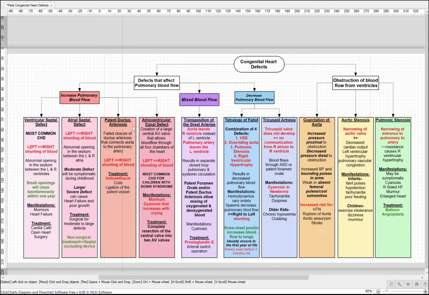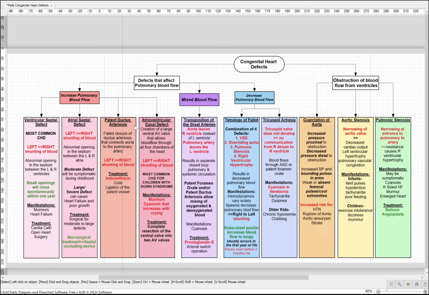And what it does is it allows bypassing of the lungs when baby's still in utero because baby's not using their lungs yet. But about 24 hours after the baby's born, this opening should close. And so when we have patent ductus arteriosus, what happens is that opening is not closing like it's supposed to. It's staying open. So our oxygenated blood is going through the circuit like it's supposed to.